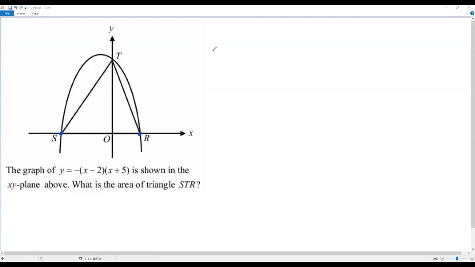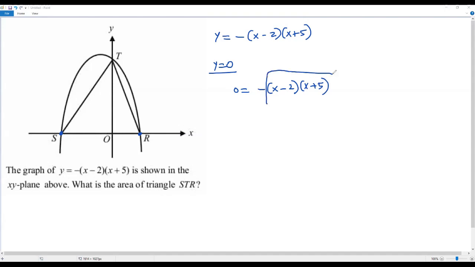Now let me write the given equation of the parabola as it is: y equals negative of (x minus 2)(x plus 5). Now let me plug in y equals 0 into this equation. Then I'm getting 0 equals negative of (x minus 2)(x plus 5). This negative sign is common for the entire expression over here.